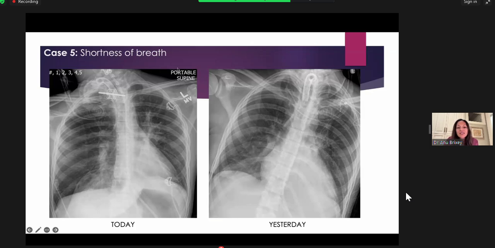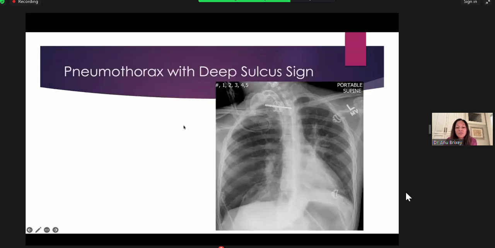And the key is that this is a supine radiograph, which is a situation in which you see this deep sulcus sign. So let's talk about this. This is a patient that, as most of you got in the chat, had a pneumothorax with a deep sulcus sign. The reason why this is an important diagnosis to not miss is because of course, this patient has a tension pneumothorax, and we're going to talk about more details about this in a moment.